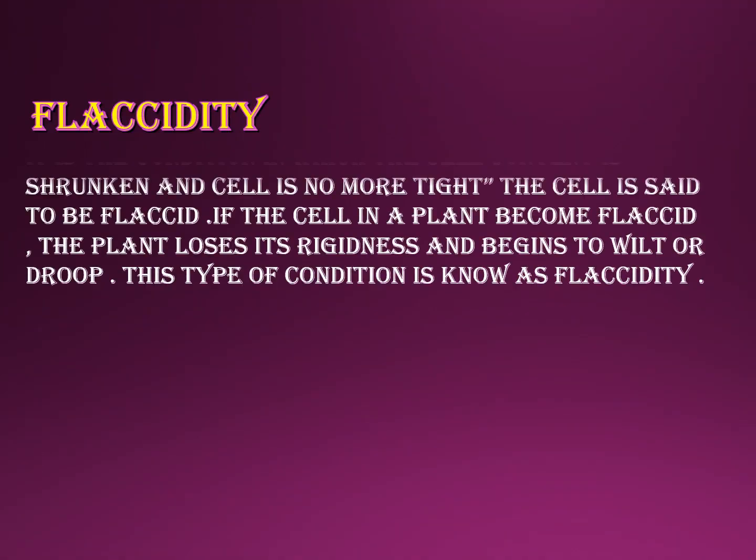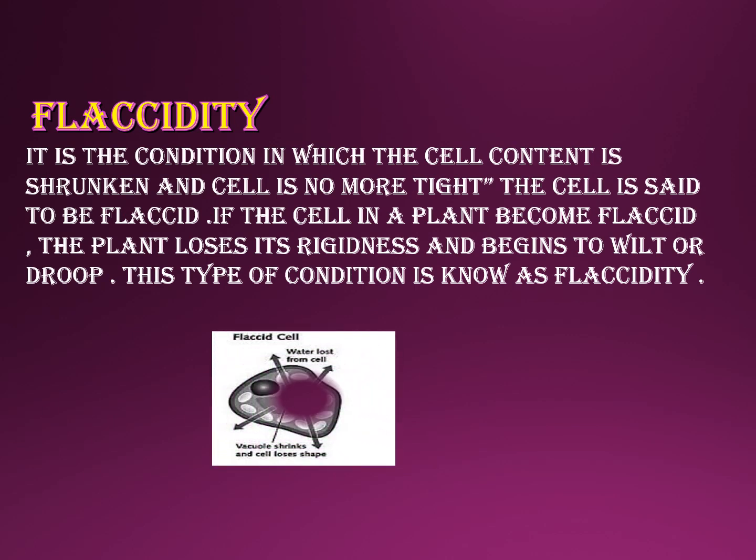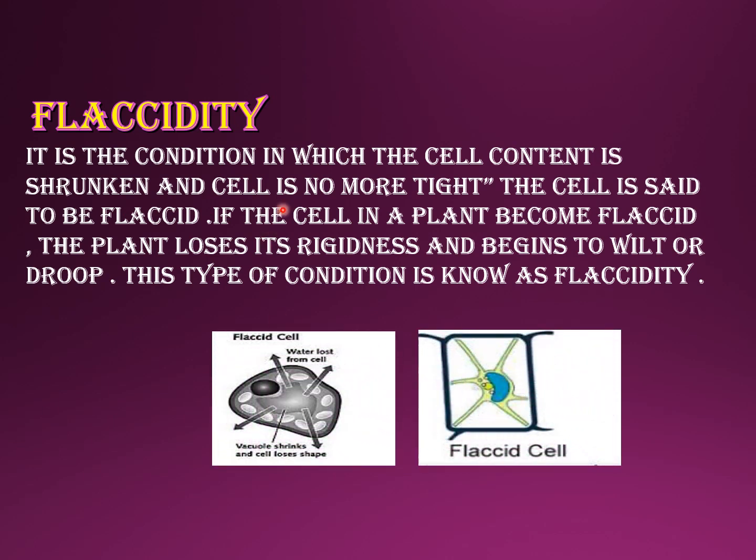Now the next topic is flaccidity, just the opposite of turgidity. When the cell is no more in a state of tension, we call it a flaccid cell. That means when the cell loses water, it becomes a shrunken cell. Such a shrunken cell is called a flaccid cell.